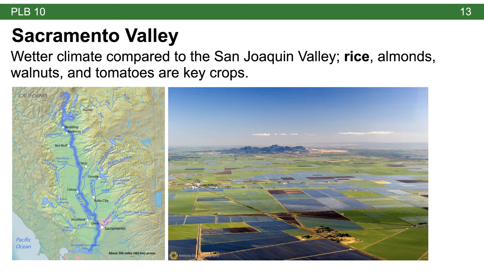If we think back to the climate of the Central Valley, especially to precipitation, it's almost like you can divide the Central Valley into two parts. And in fact, that's what most people do. That's how we think about it.